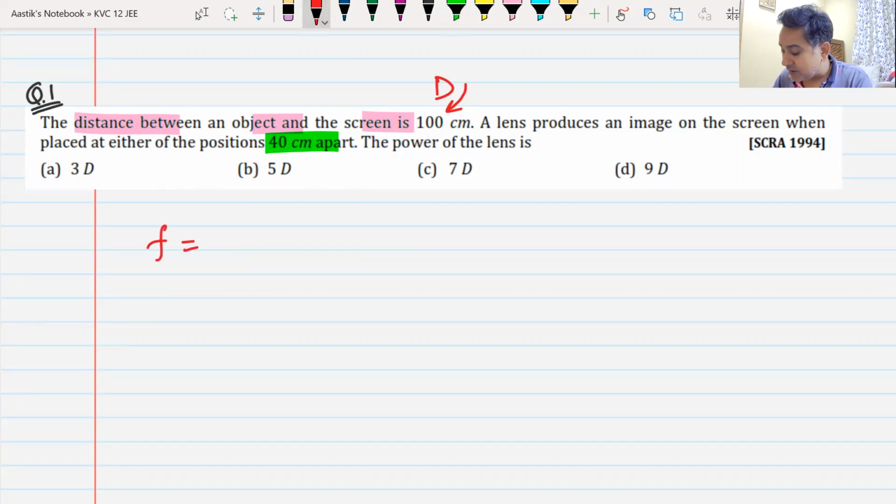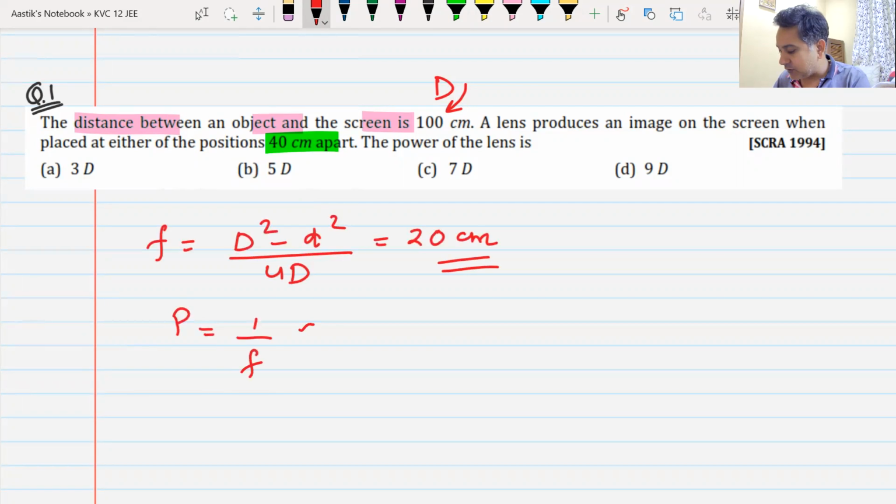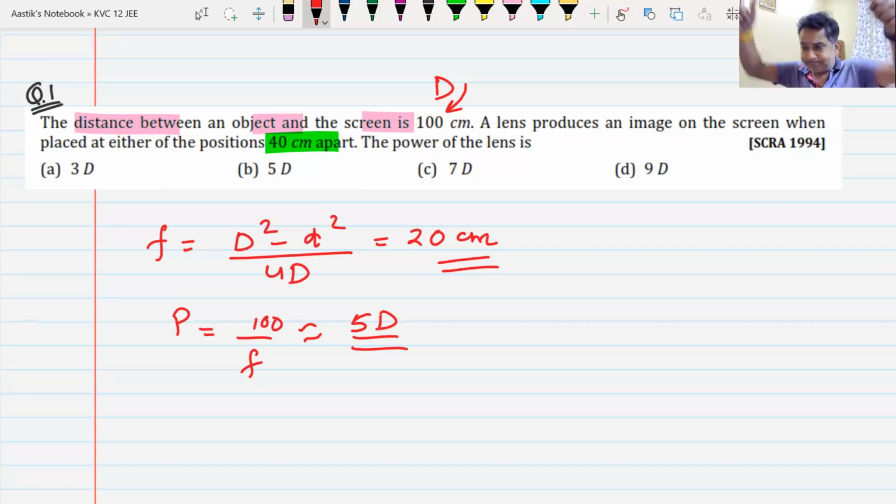You can straight away put the formula f is equal to D square minus x square by 4D. From there you will get the focal length of the lens. I think it is coming somewhere as 20 centimeters or 21 centimeters. Yes or no? Then you can find the power of the lens. 1 by f, so it will come, sorry, 100 by f, so it will come approximately equal to 5 diopter. Do we understand this? Yes or no? Everyone understands this? Shall I move ahead? Yes, sir.